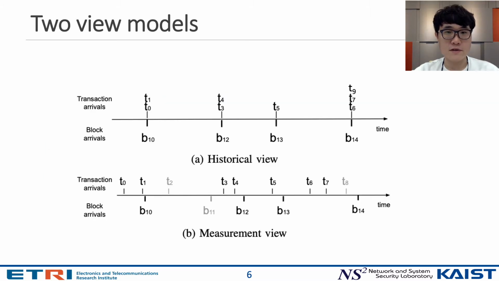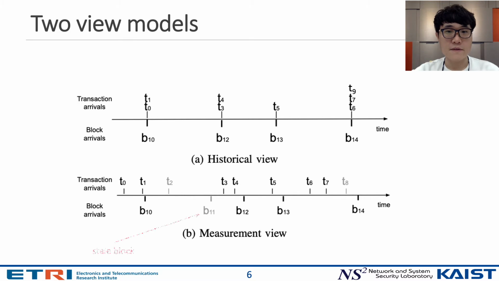We can reconstruct the block and transaction arrival events from the blockchain data in what we call historical view. In the view, there are transaction and block arrivals in the time axis. For example, T sub 0 and T sub 1 are the two transactions included in the block B sub 10. On the other hand, we can observe block and transaction arrival events in measurement view by measurement of their arrivals in the network. What are the differences between them?